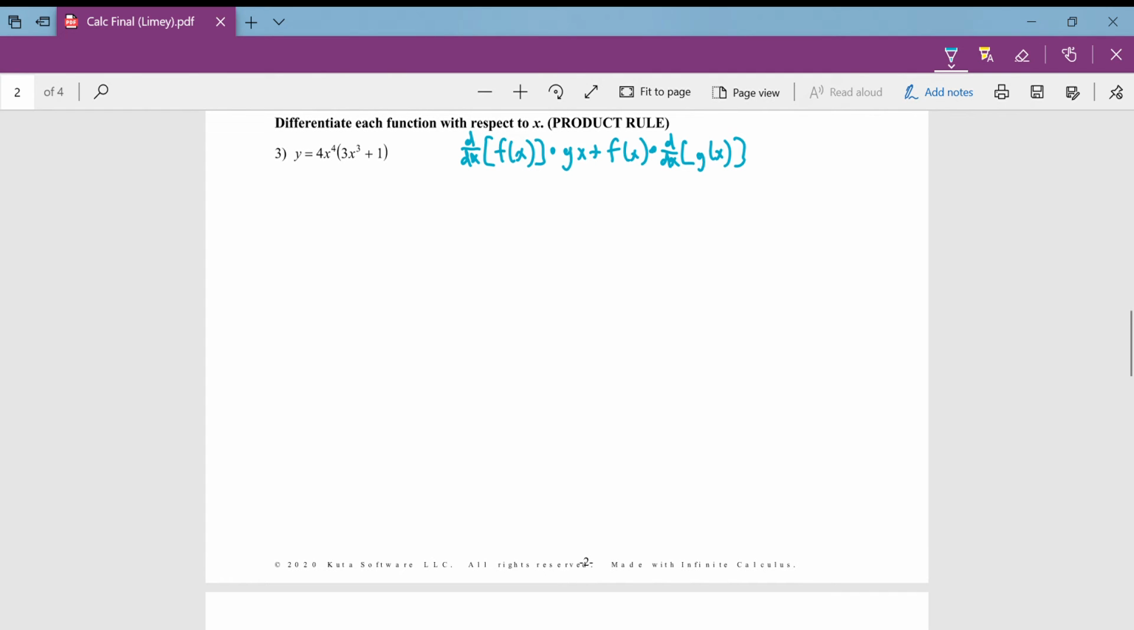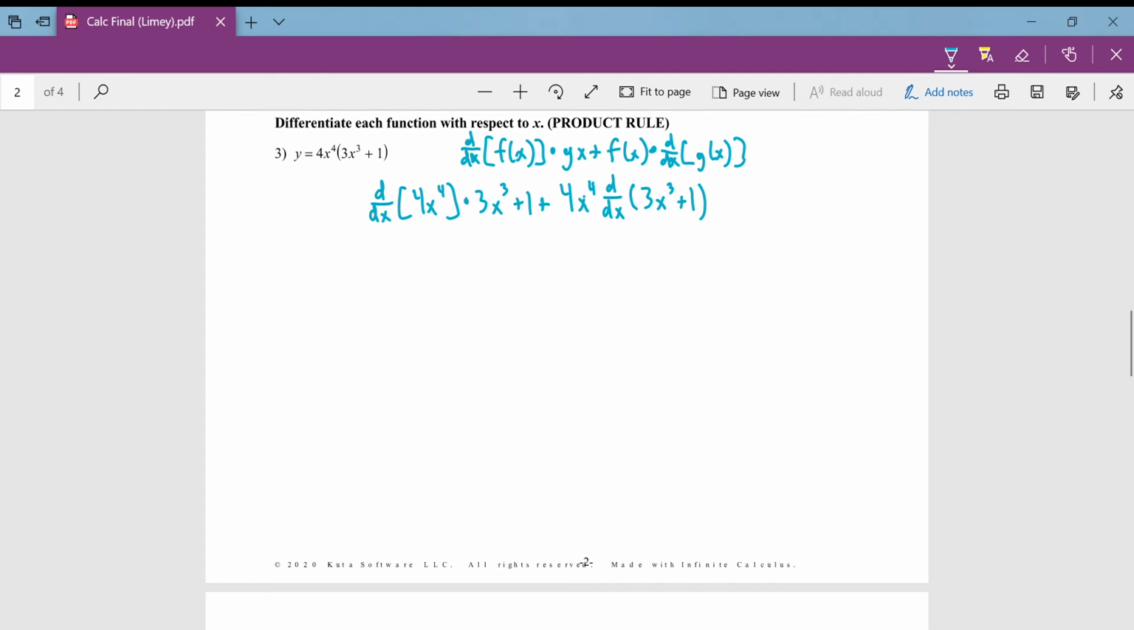So you would take the derivative of f, in this case it's 4x to the 4th, multiply it by 3x cubed plus 1, plus 4x to the 4th times the derivative of 3x cubed plus 1.